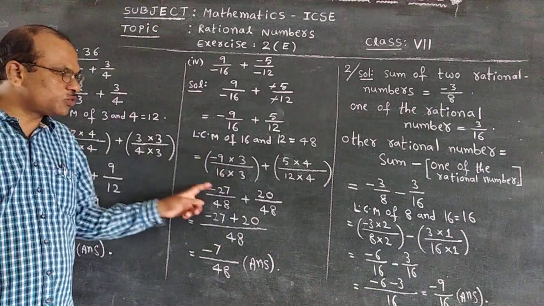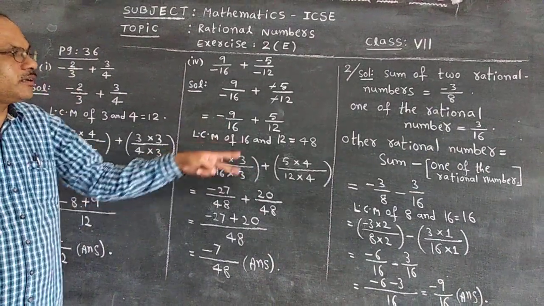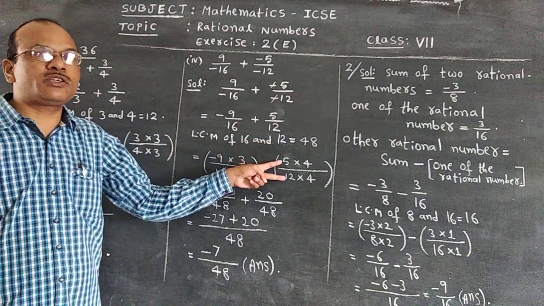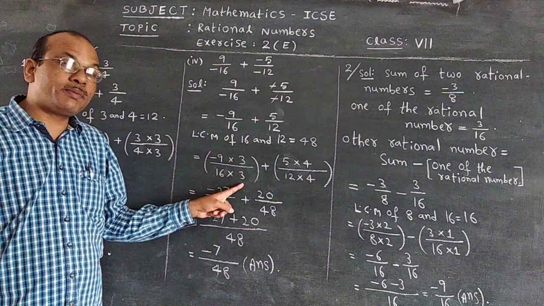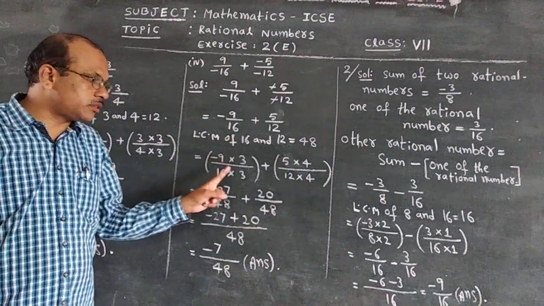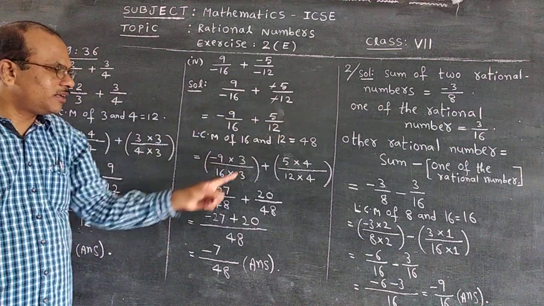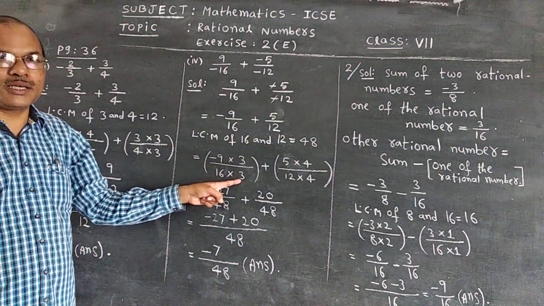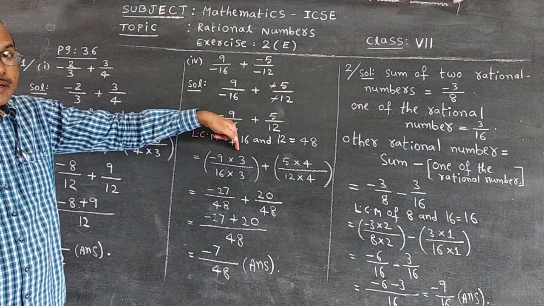For that what we have to do, arranging the brackets. Minus 9 by 16 written, in another bracket 5 by 12 is written. Now 16 should multiply with 3. 16 times 3, our LCM, that is 48. Correct? Whenever 3 is required in the denominator, numerator also 3 only. We have discussed already about that.